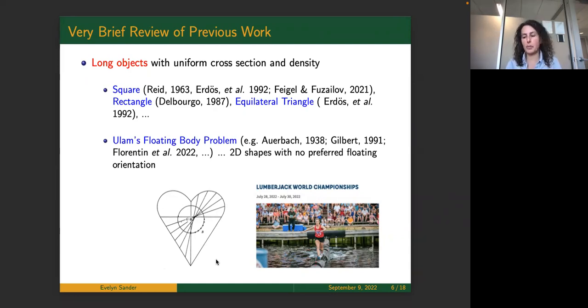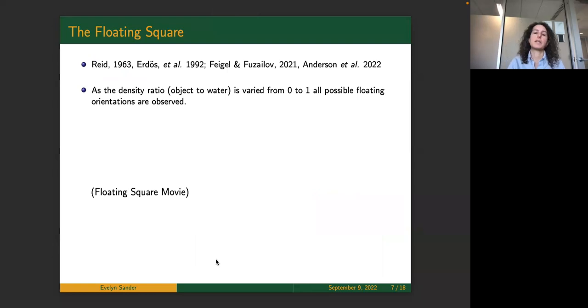And we decided to not work on that problem simply because it's a case that does not lend itself well to experimental work. So coming back to the floating square, that is the case that we've concentrated on mostly. And so the question is, what are all of the floating orientations that are stable as the density ratio is varied from 0 to 1?